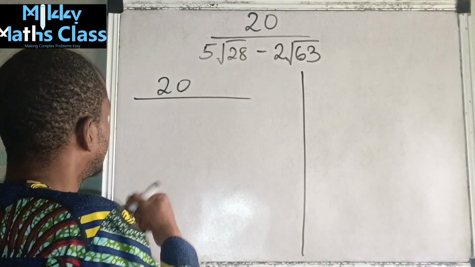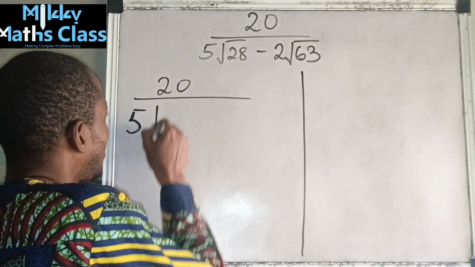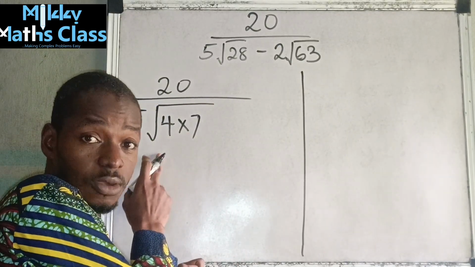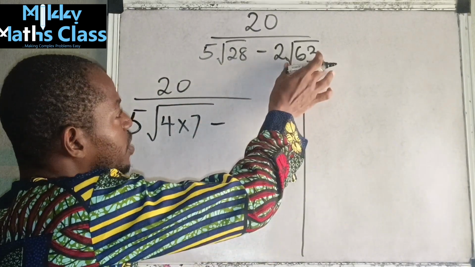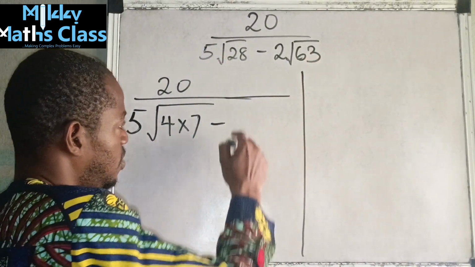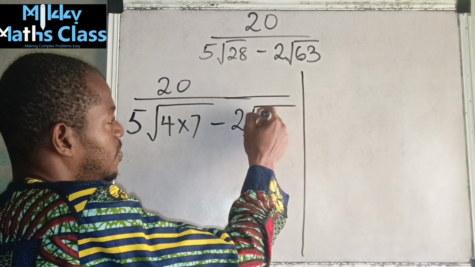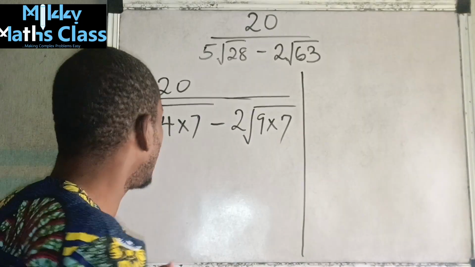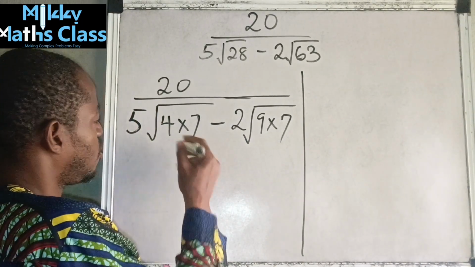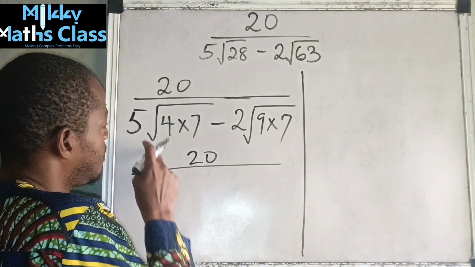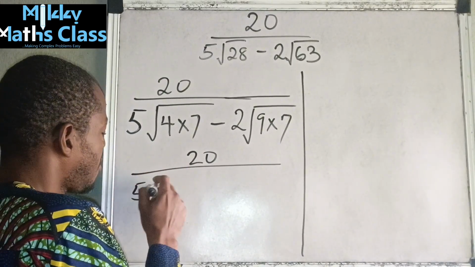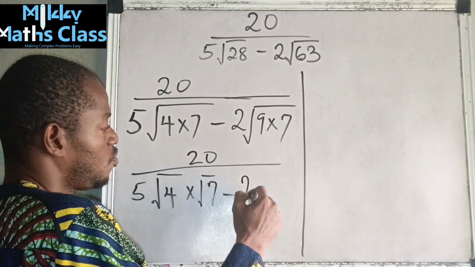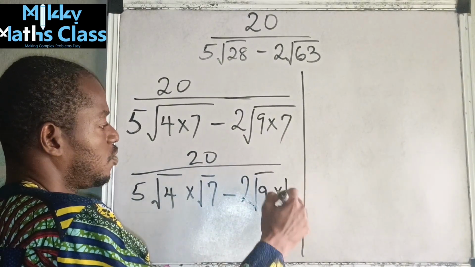Now this is 28. So I can split 28 as 4 times 7, because the square root of 4 can be gotten. Minus, now we'll go again, this is root 63. I can split 63 to be 9 times 7 because I can take the square root of 9. Now we are coasting home, so this becomes 20 over 5 root 4 times root 7 minus 2 root 9 times root 7.